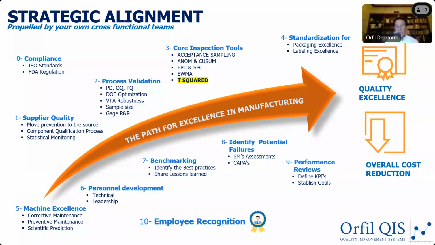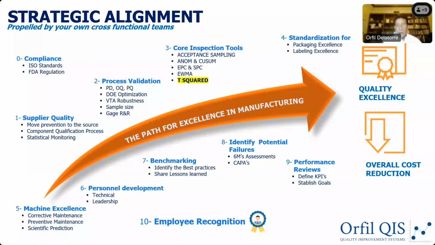The objective is exactly the same, to achieve the quality excellence and achieve a substantial overall cost reduction, and really, it works. I'm talking about this because the T-square that I'm talking about today is part of this strategic alignment, and you can see it over here in the number 3, the core inspection tools, right on the bottom. The T-square is one of the systems that is being used to support the manufacturing facilities. Okay, they gave us many benefits.